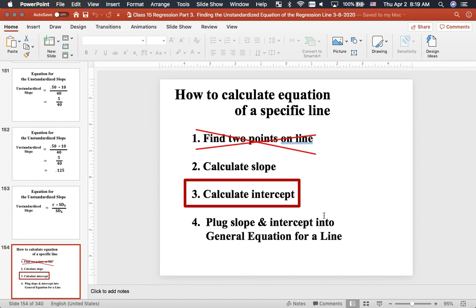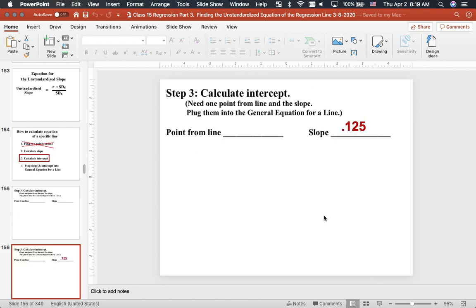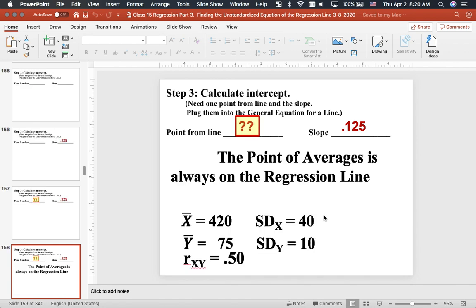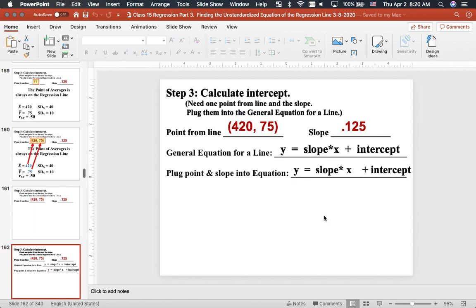So now we can calculate the intercept. So this is just like before. We can put in our slope right there, and then we can just use any point from the line to actually get our general equation for that line. So let's just find a point. What point do we know? Oh yeah, we know the point of averages. The regression line always goes to the point of averages, so we just use 420, 75. Let's plug that in here, and here's our general equation for a line.